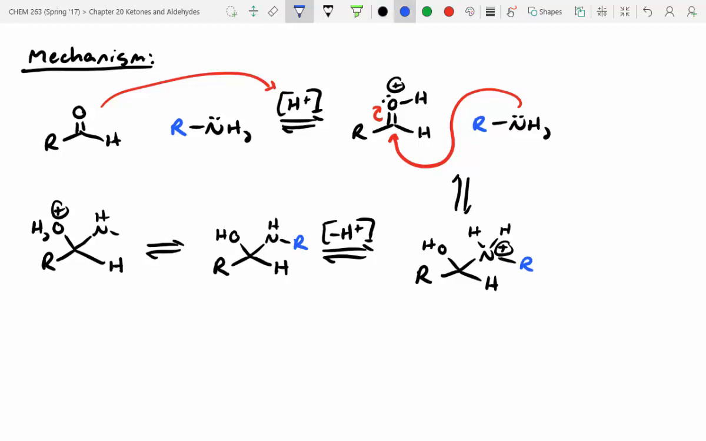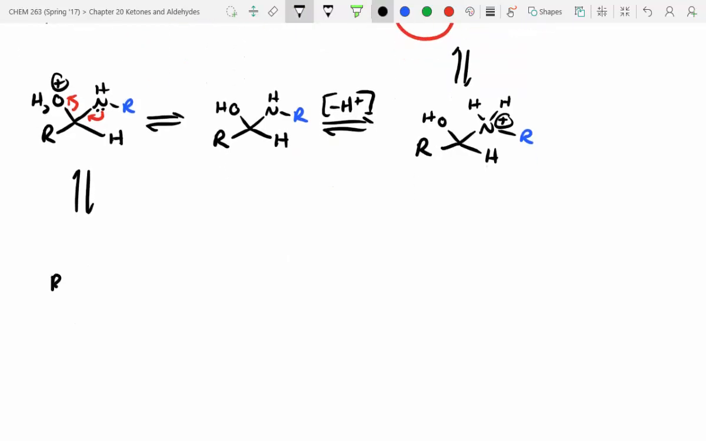Oh, let me keep this blue. All right, and then we've got our malicious shove, just like we saw before. That can kick off our water. Oops. Sorry, we've got a proton coming off. And then last but not least, we're going to deprotonate. And we're going to retrieve our imine.